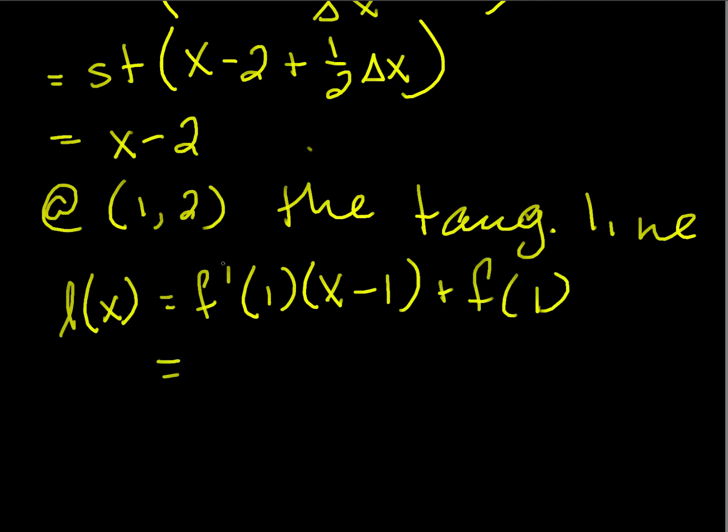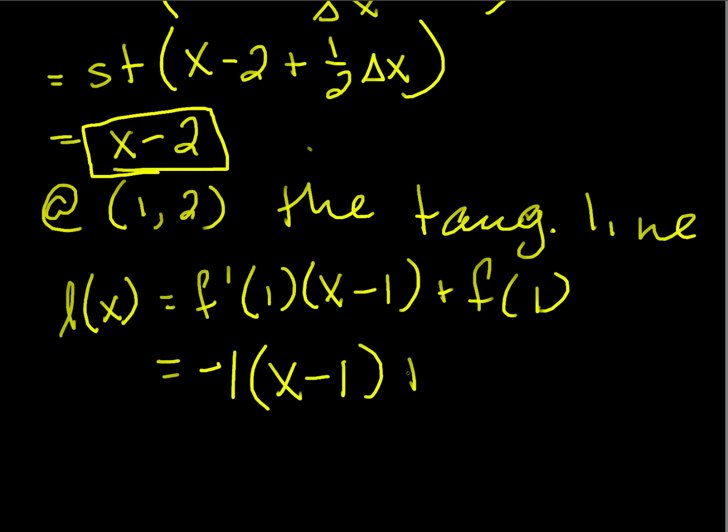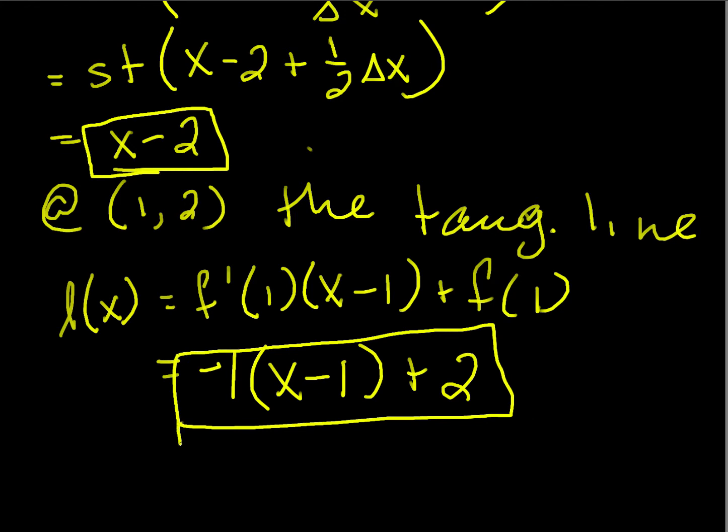And f prime of 1, well, f prime is x minus 2. Right? This is our f prime. We calculated that. So we get a minus 1 times x minus 1 plus 2. So this is our tangent line at that point, negative x minus 1 plus f of 2.